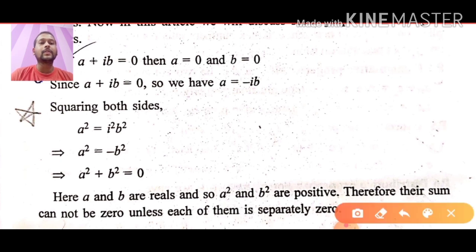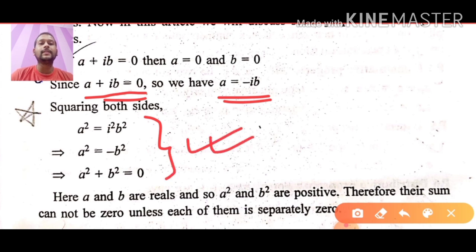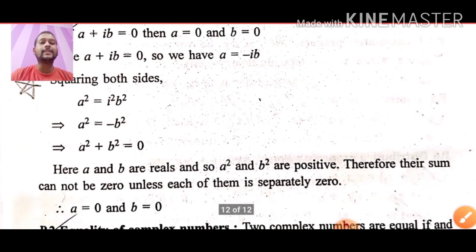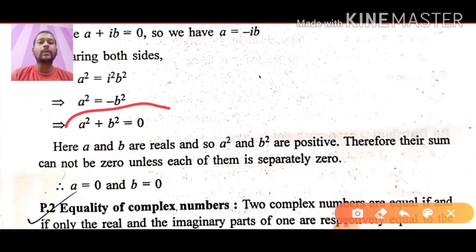You see, when a plus ib is equal to 0, we can put a is equal to minus ib, and squaring on both sides we get a square equal to i square b square. Then we have a square equal to minus b square, and the last part is a square plus b square equal to 0 on transposition. What does it mean? See, a square plus b square equal to 0.